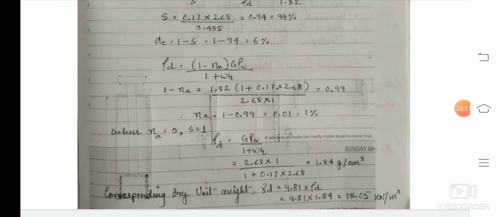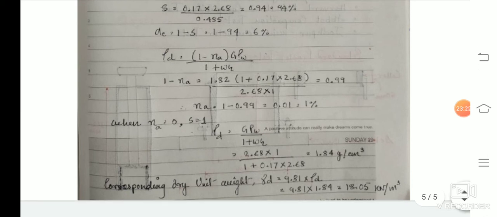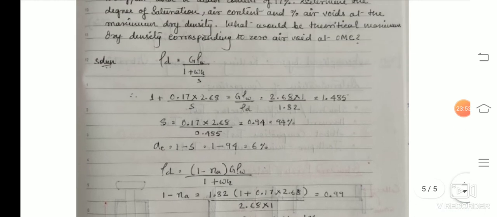Next, we come to the percentage air voids. What is the value of percentage air voids? Here we have another formula, rho d equals (1 minus na) G rho w divided by 1 plus wG, as we studied in the previous compaction chapter. This is the formula for percentage air voids. We know rho d is 1.82 and all other parameters are provided, so na, the percentage air voids, can be found as 0.01, or 1%. So we have got the degree of saturation, air content and percentage air voids as required.